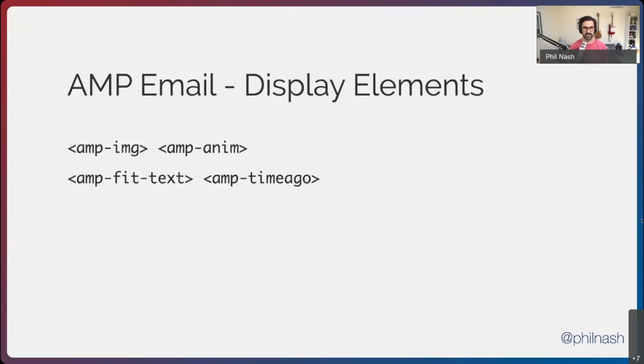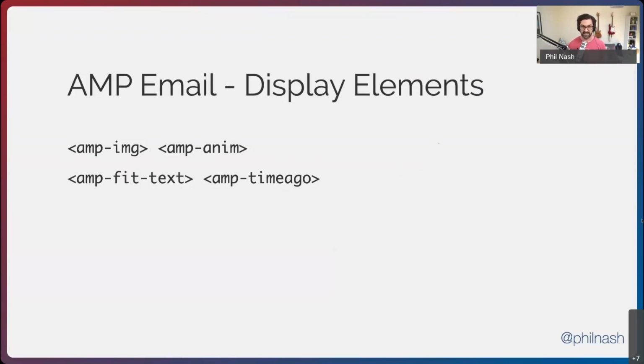It's such a subset of elements that I actually wanted to run through each of them just to give a quick overview of what we can do with them. So you get AMP image and AMP anim. AMP anim is really just AMP image, but for GIFs, also to make them as performant as possible. There's AMP fit text, which will allow text to grow and shrink within an element, so you can make nice headings with that kind of thing. And AMP time ago, which does timestamps and relative time, which is really useful.